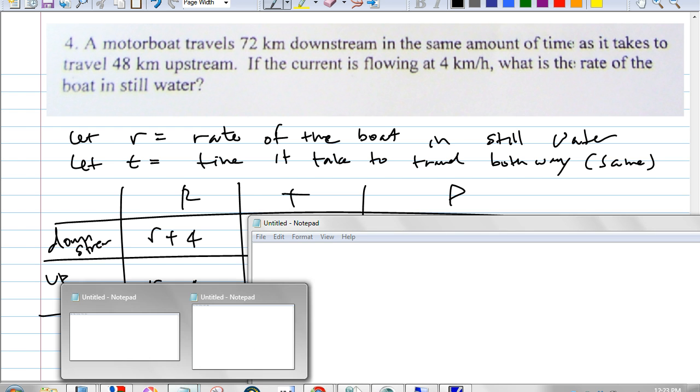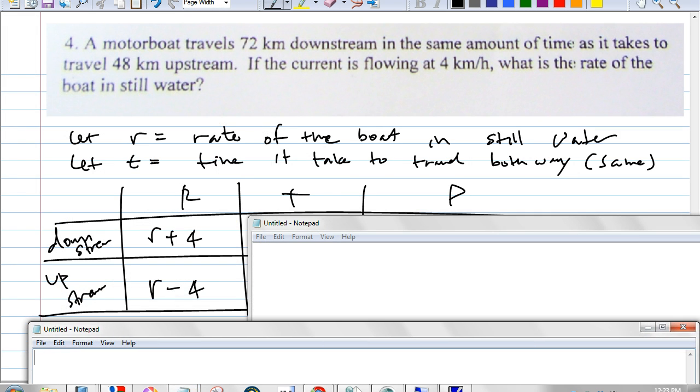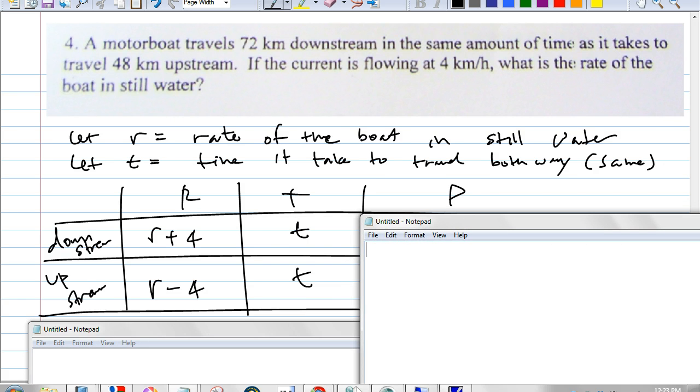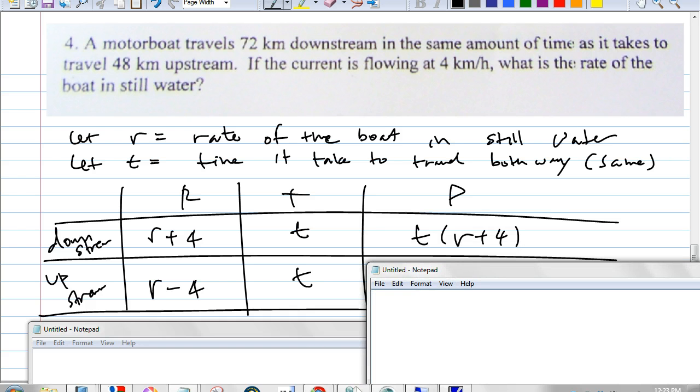Okay. Now, what about the time? Do we know the time for downstream? No, that's why we declared this variable. What is the time for downstream? t. What about upstream? Okay, what's the distance? r plus 4 times t. And then what about the upstream time? I mean, distance. Yeah, r minus 4.